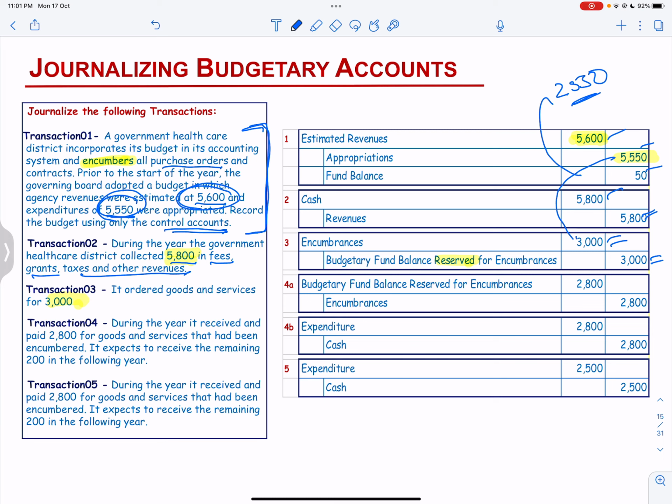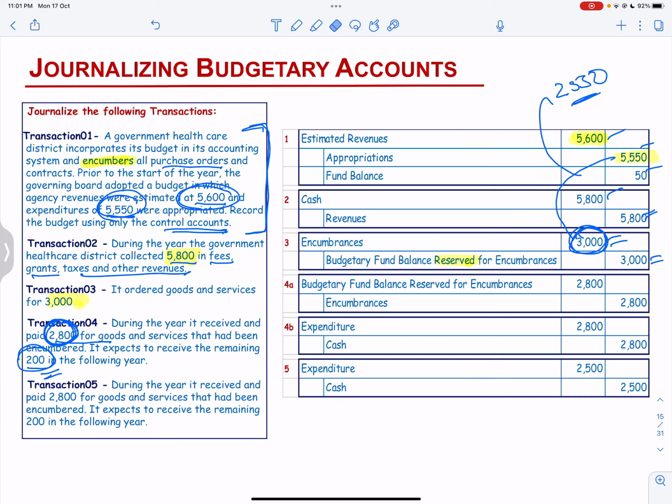Let us look into transaction number 4. During the year, it received and paid 2,800 for goods and services that had been encumbered. It expects to receive the remaining 200. So the encumbrance was for 3,000, and from this 3,000 they are receiving goods for 2,800. That means still 200 is left to be received during the year.